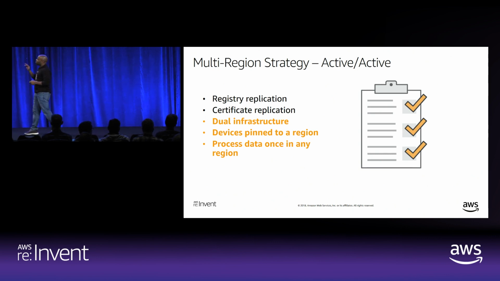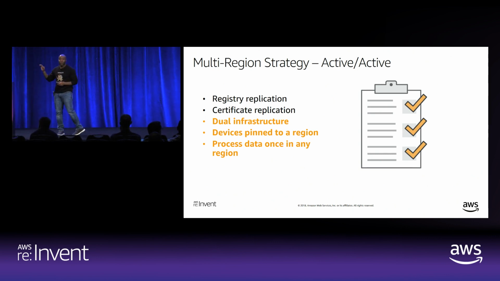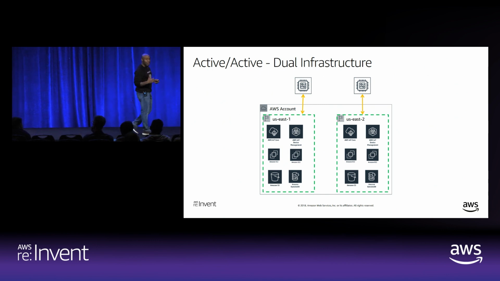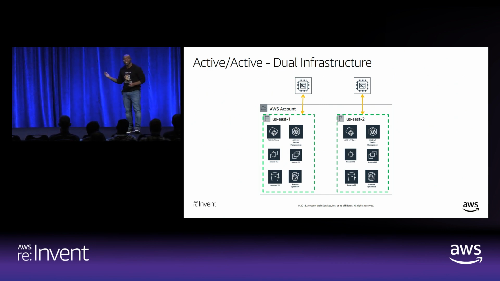Luckily, since it's active-active, the first two things are done for us, and we only need to focus on the last three, because for both active-active and active-passive, you have to do a registry and certificate information. The dual infrastructure is actually pretty easy. Whatever you run in your first region, you run in your second region.